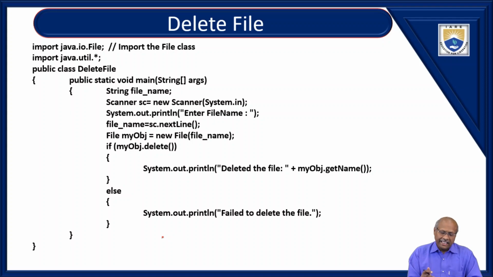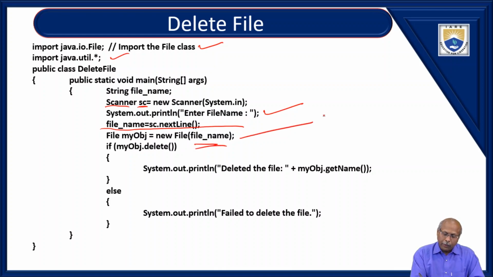If the file already exists. So here what I will do, I am importing my file class and importing my util package, and I want to read a file name. So using scanner, I have created one object called SC. SC is my scanner object. Read the file name.